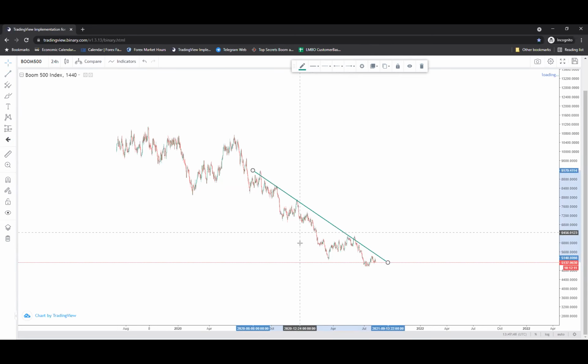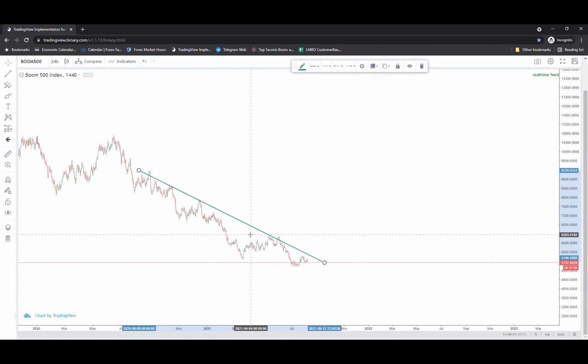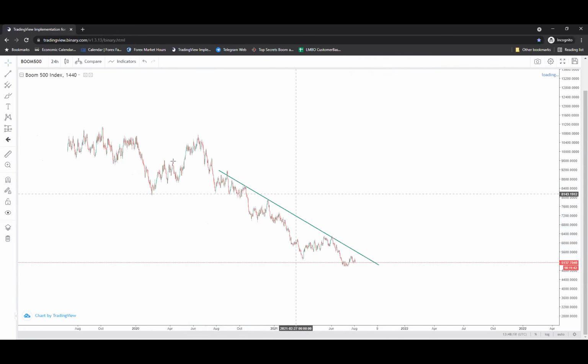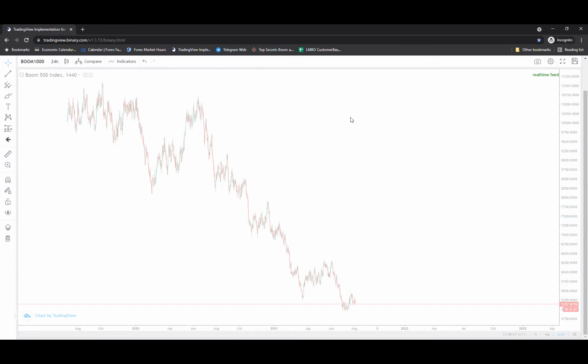So this Boom 500, I would barely trade on it because there is no projection at all. It is continuously in the downtrend, and it is the slowest pair among all four. It will not give you major profits because it is the slowest of the four pairs. And Crash 500 is the fastest one. It can give you fast profit, and it can take the fastest loss as well. So let's continue with the Boom 1000.